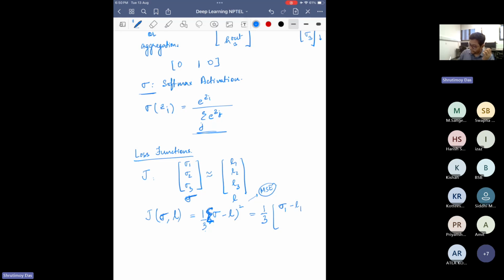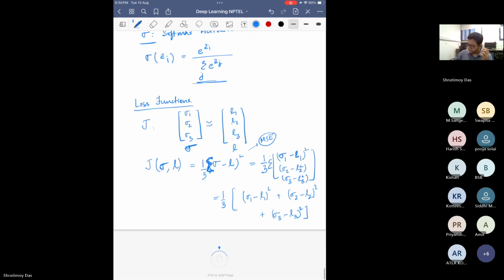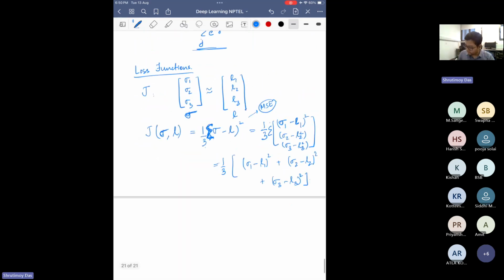So we have sigma 1 minus L1 square, sigma 2 minus L2 square, and sigma 3 minus L3 square. And then you sum over all of this. So that means you will have 1 by 3 times sigma 1 minus L1 square plus sigma 2 minus L2 square plus sigma 3 minus L3 square. So this is a very simple loss function that you can use.